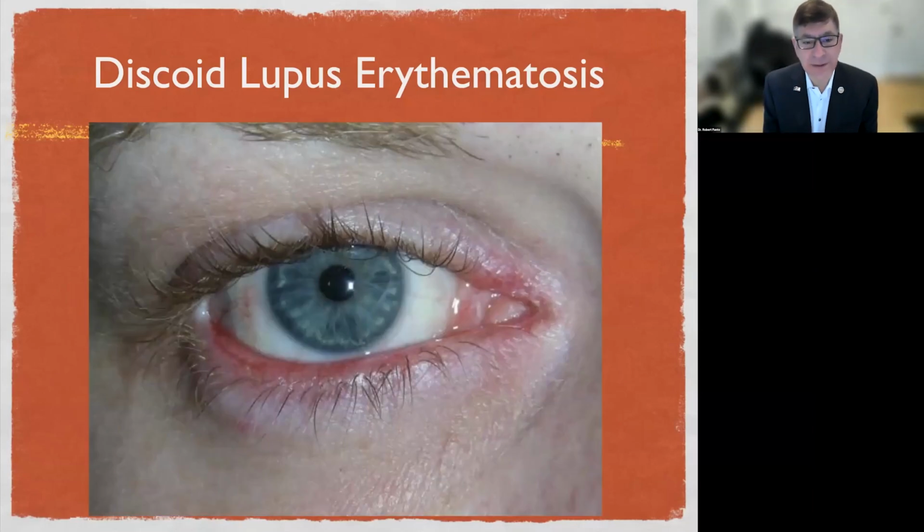Another example of discoid lupus erythematosus with more scattered eyelash loss rather than just in one focal area, but you can see the classic eyelid margin erythema.